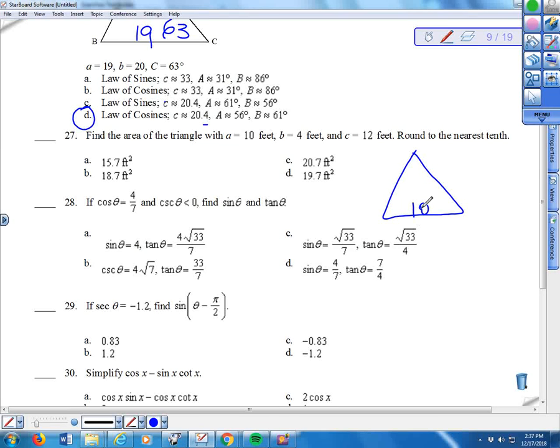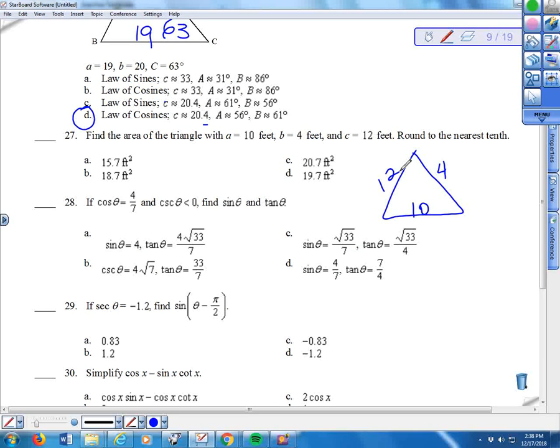B is 4. C is 12. I don't have an angle. So I need to find an angle? Or can I? What's the formula here when I just have the sides? Do you guys remember? I don't remember.